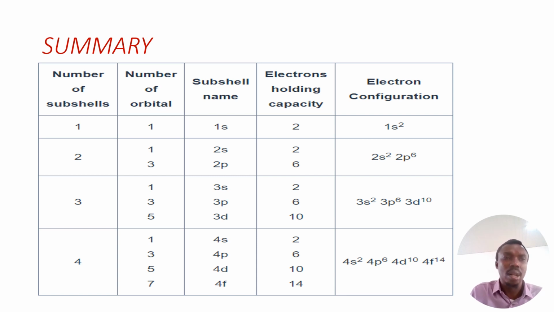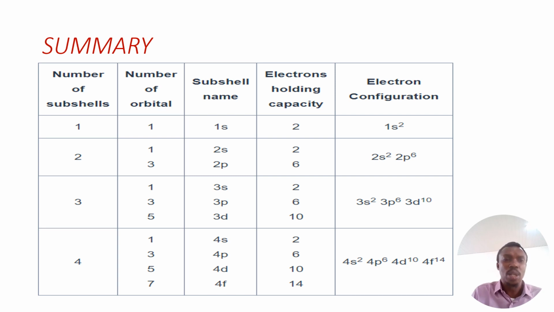Then for the third shell, we have 3 subshells. The number of orbitals are 1, 3, and 5. So we have the 3s, the 3p, and the 3d. The electron holding capacity is 2, which is the 3s can hold 2, the 3p holds 6, and the 3d will hold 10. So the electronic configuration is 3s2, 3p6, 3d10.